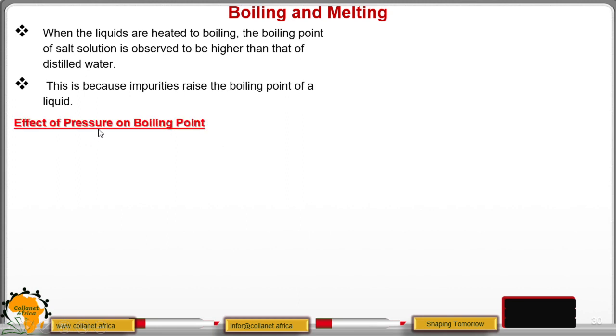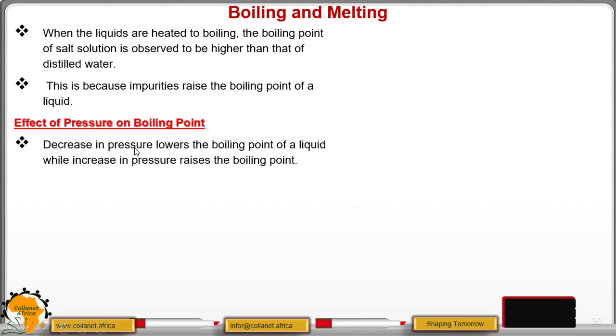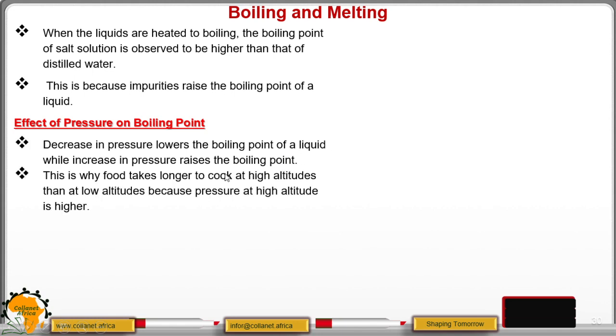Then we look at the effect of pressure on boiling point. Decrease in pressure lowers the boiling point of a liquid, while increase in pressure raises the boiling point. That's why food takes longer to cook at higher altitude. At higher altitude, we have higher pressure than at lower altitude because pressure at higher altitude is higher.